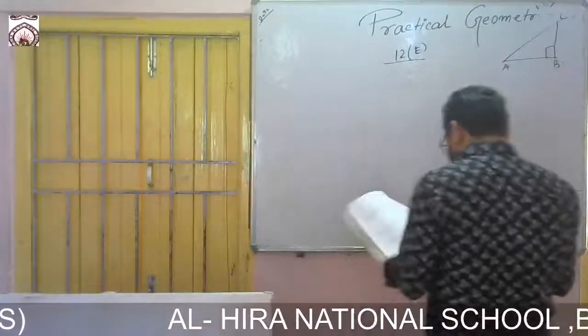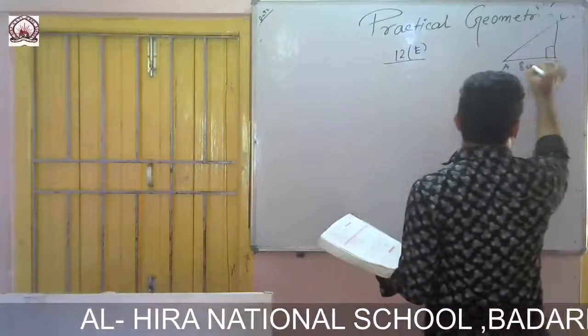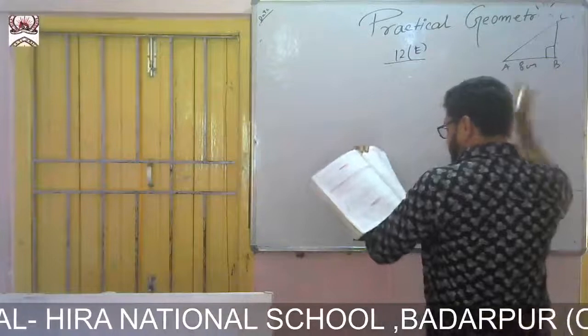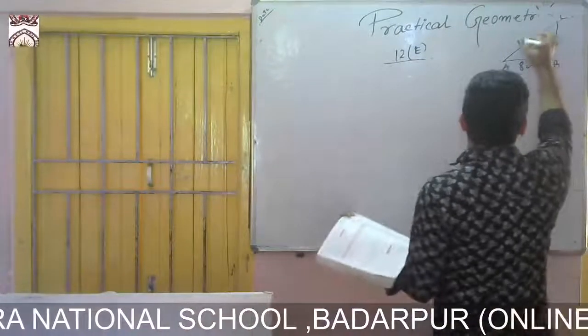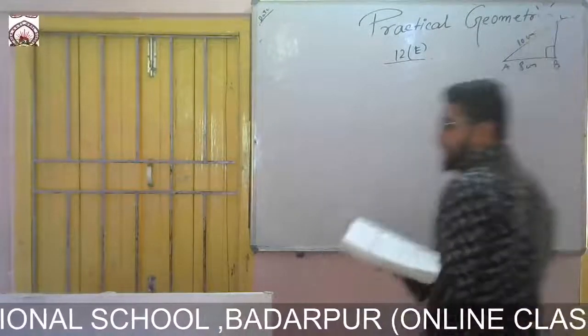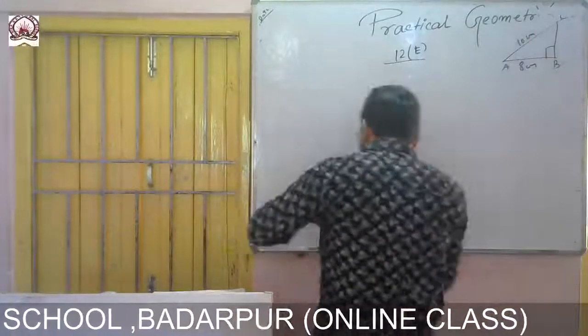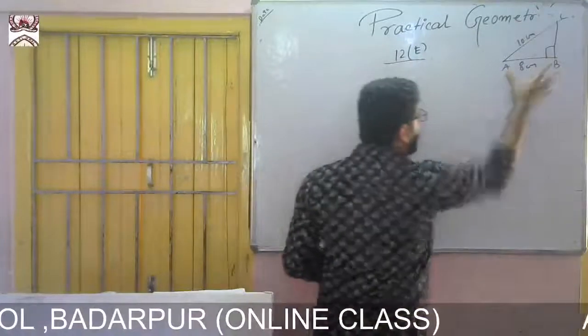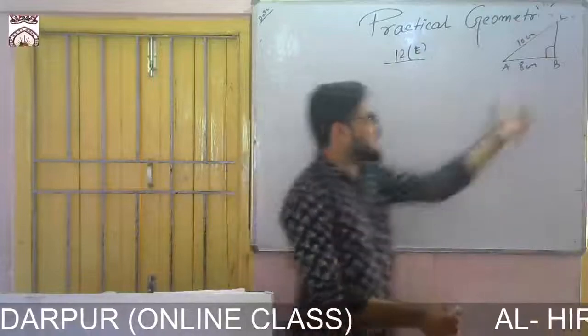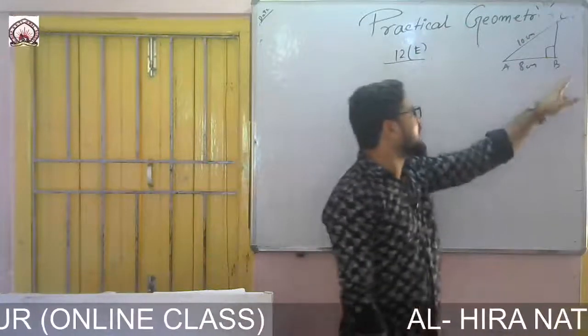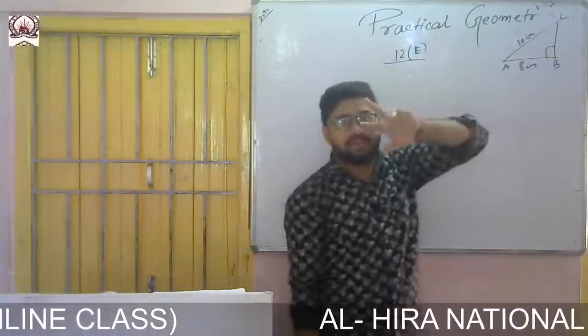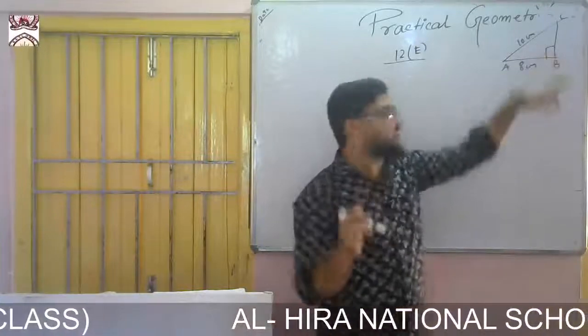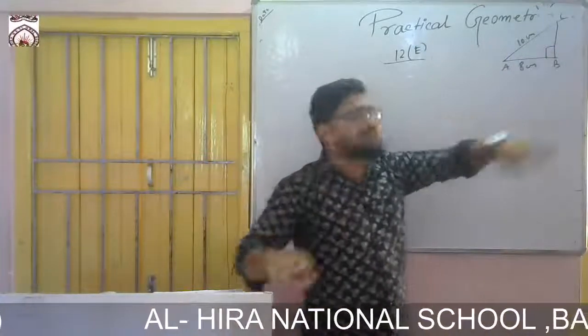Given AB is 8 centimeter, and AC is 10 centimeter. So how shall we draw? First we will draw AB equals 8 centimeter. Then at B, by using a compass, not a protractor, we shall draw the 90 degree.